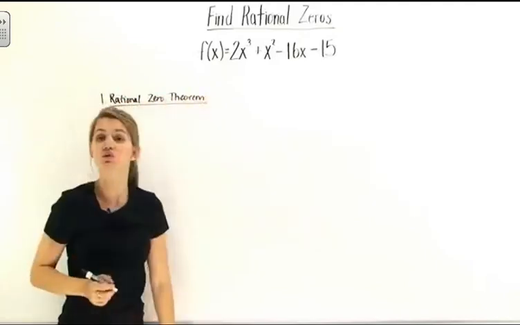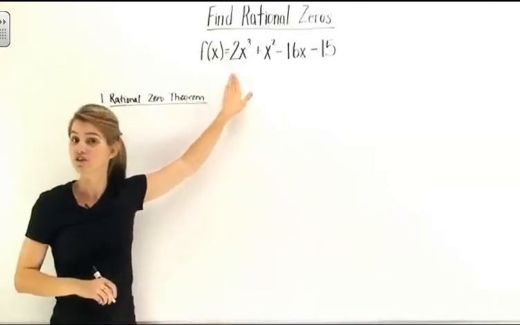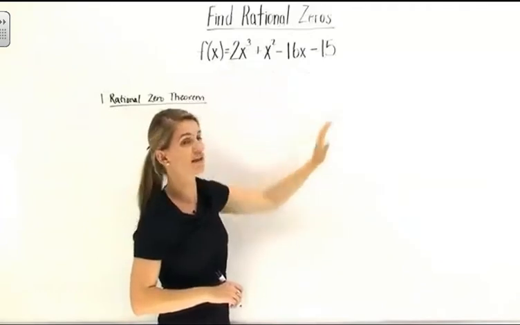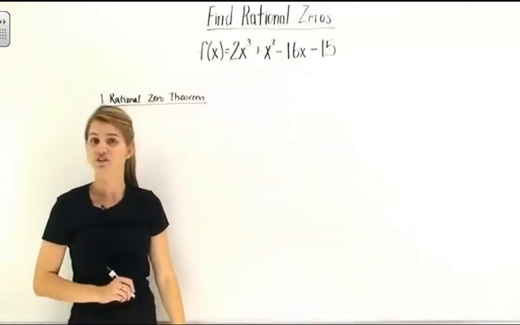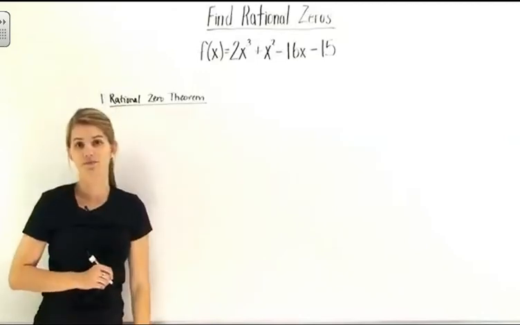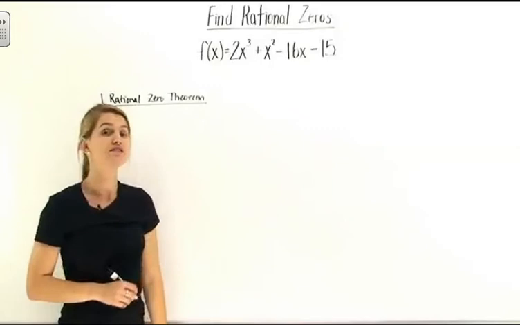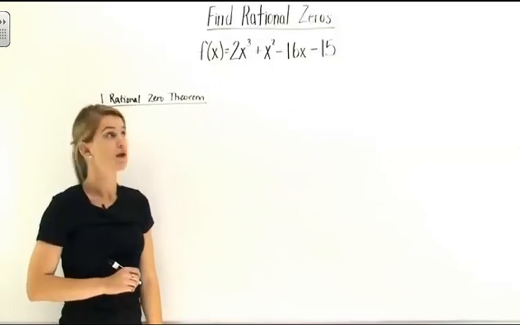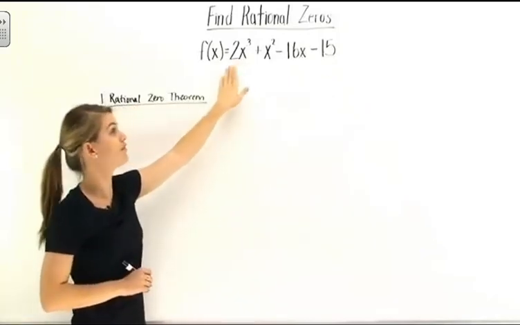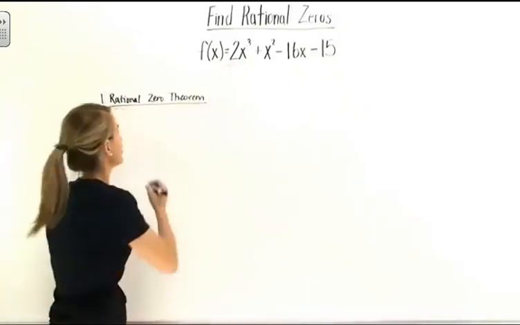In order to use the rational zero theorem, we first need to check that we have a polynomial with all integer coefficients. Well, 2, 1, -16, and -15 are all our coefficients. Those are all integers, so we can use the rational zero theorem. Now, in order to find all possible rational zeros, we need to know p over q. P would be all the factors of our constant term, and q would be all the factors of the coefficient of our leading term. So let's go ahead and write those down.